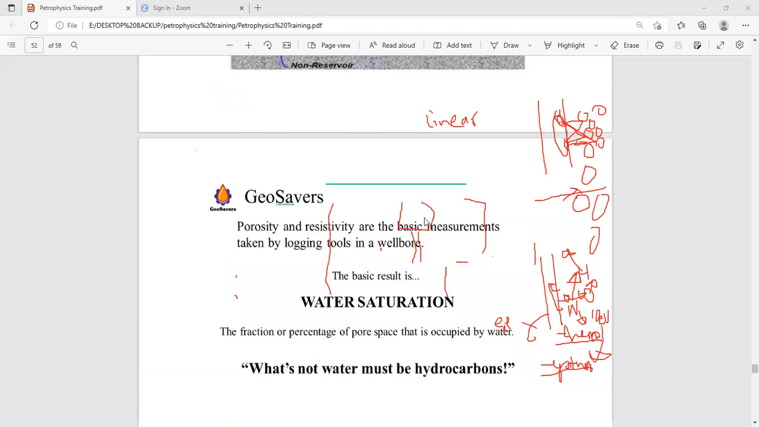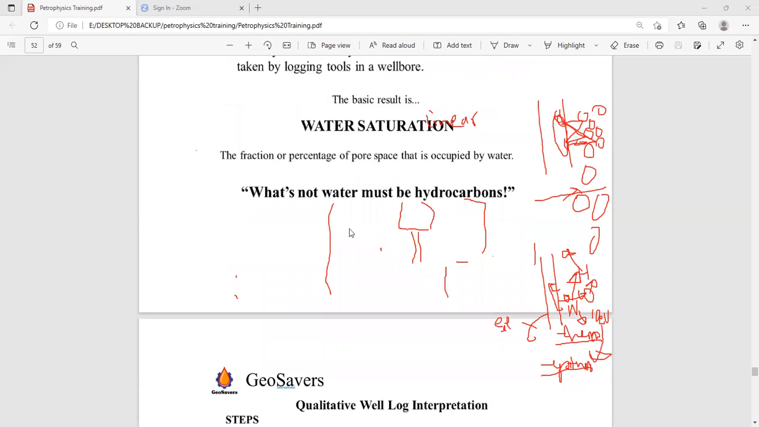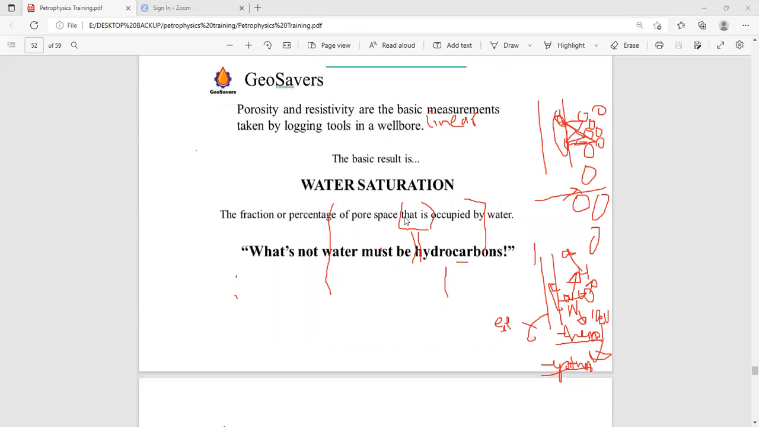From there we can calculate water saturation. If we can calculate water saturation in a reservoir, then anything that is not water is definitely hydrocarbon. So hydrocarbon saturation becomes 1 minus SW. If SW is 0.5, then hydrocarbon saturation is 0.5, or 50%, within the reservoir.